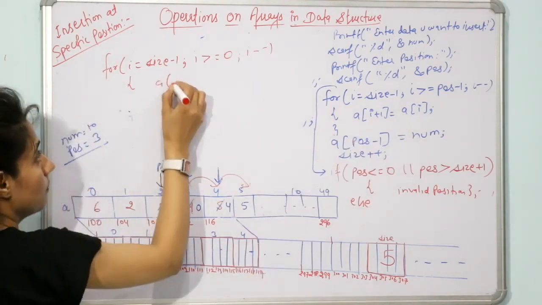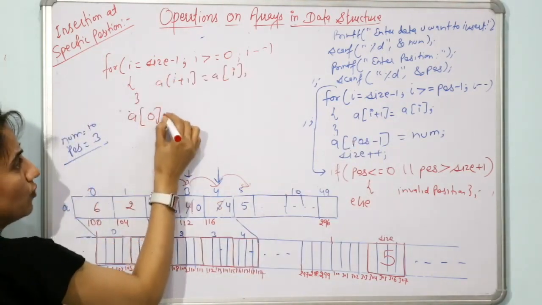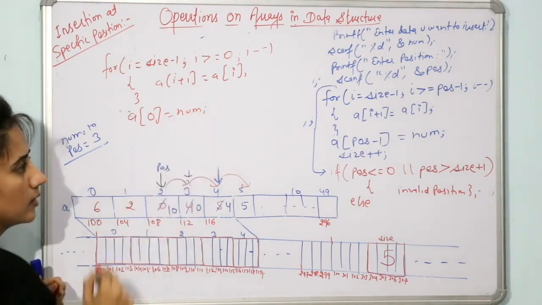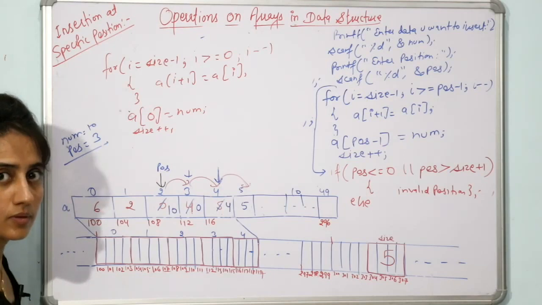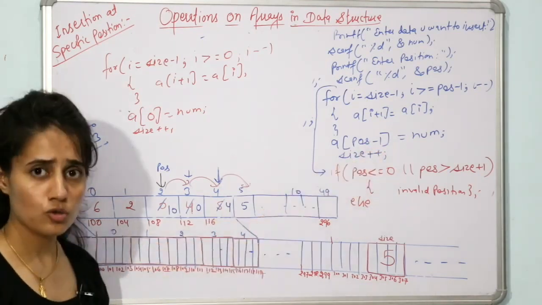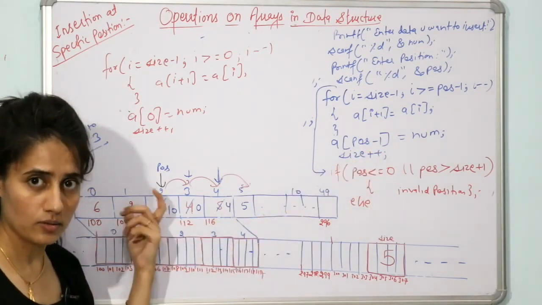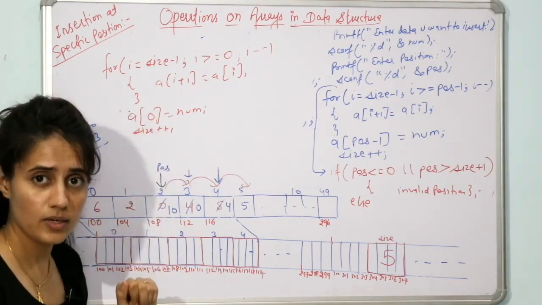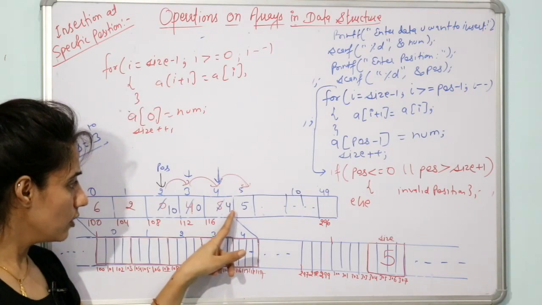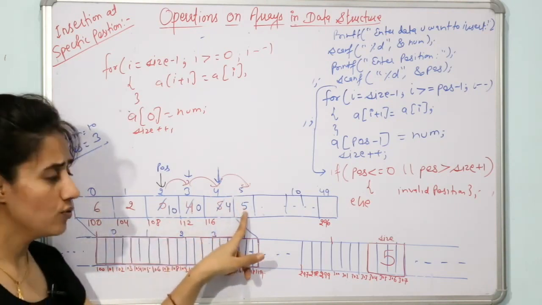Fine. And here you will write what? At a of 0 you want to insert the number. And simply size plus plus. No need to write position minus 1, because you know where you want to insert, at the a of 0th location. Fine. And if you want to insert after all the elements, at the end of the array, then what will you do?